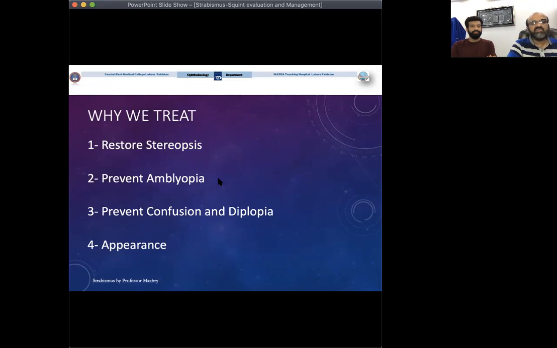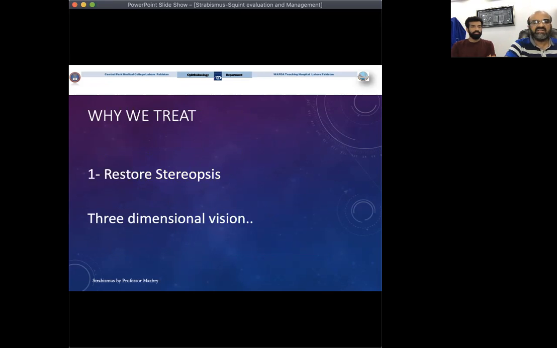And then the second objective is to prevent amblyopia, that is lazy eye, and to prevent confusion and diplopia, especially in adult cases, because adults cannot adapt very quickly. And to improve the appearance. Cosmetic appearance is one of the major objectives of squint surgery, because the eyes are the most attractive fixation point for anybody in society, on anybody's face. So that's why it is important to keep the eyes aligned cosmetically.